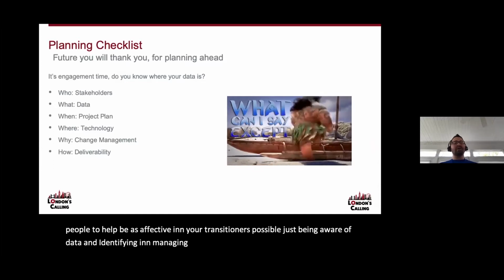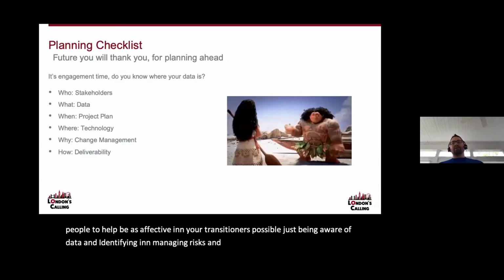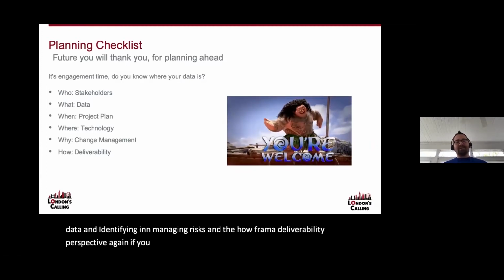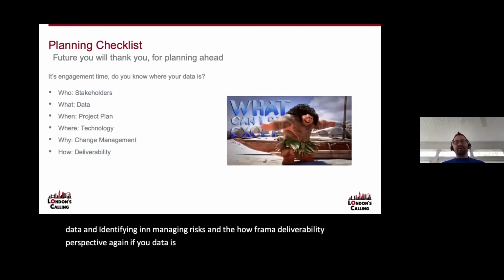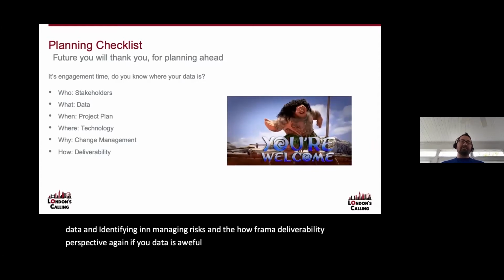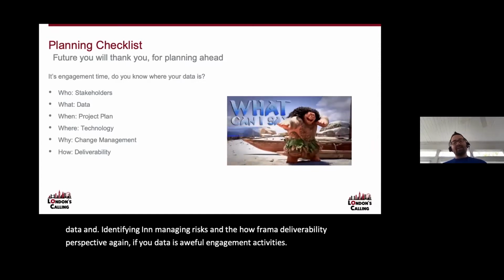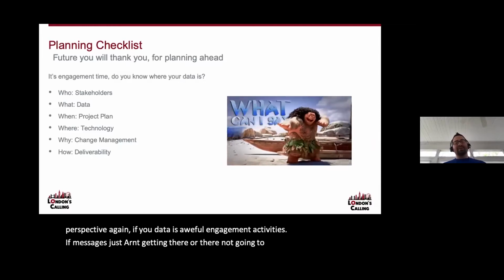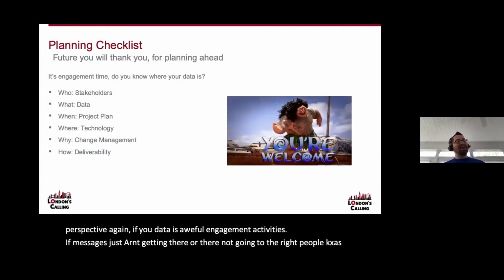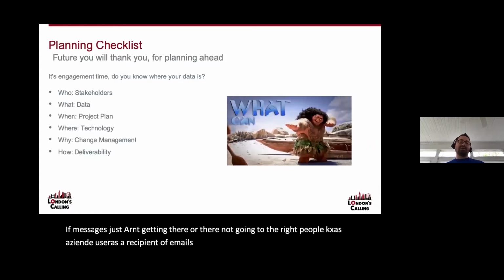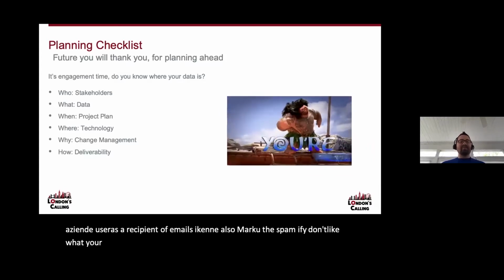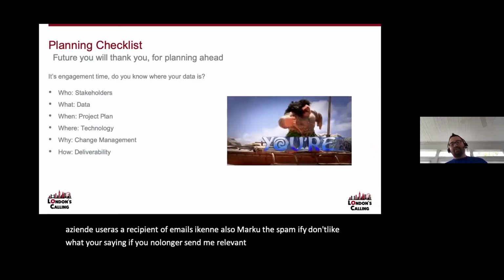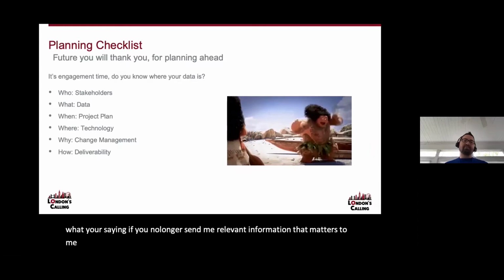And then the how, from a deliverability perspective, again, if your data is awful, so is your communication. You can't expect much from your engagement activities if messages just aren't getting there, or they're not going to the right people. Because as an end user, as a recipient of emails, I can also mark you as spam. If I don't like what you're saying, if you no longer send me relevant information that matters to me, I don't care. I can just mark it and move on. So you should do all that.